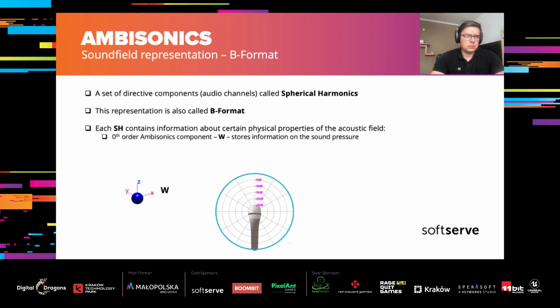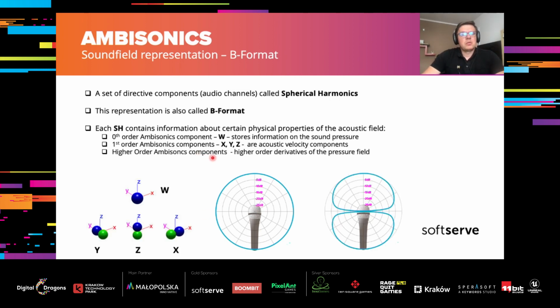So for instance, the zeroth order ambisonics component, which is called W, stores only information about the sound pressure. So it can be compared to an omnidirectional microphone, which captures the sound with the same sensitivity, no matter what the direction of arrival is.